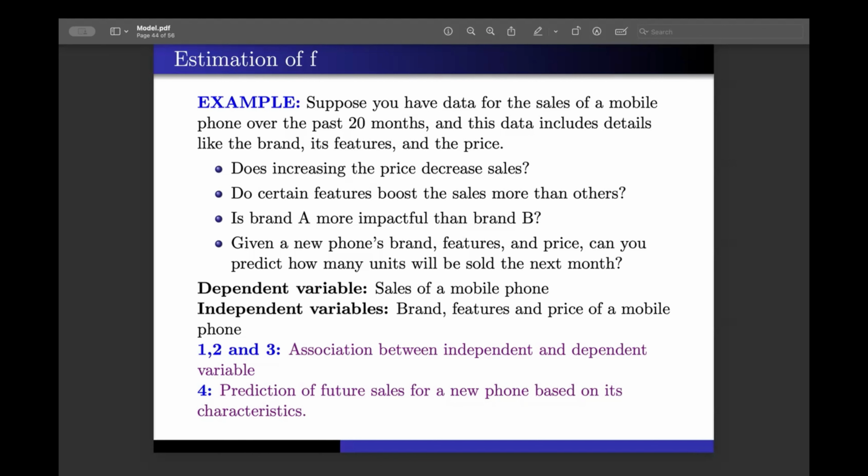Whereas if we talk about the fourth question, which is, given a new phone's brand, features, and price, can you predict how many units will be sold the next month? Here, what you are trying to do is predict the future sales for a new phone based on its characteristics. So, in the fourth question, you are not interested in the relationship between the independent variables and the dependent variable. Whereas, based on whatever information you have in the data set, you are trying to use that information to predict something about the future.